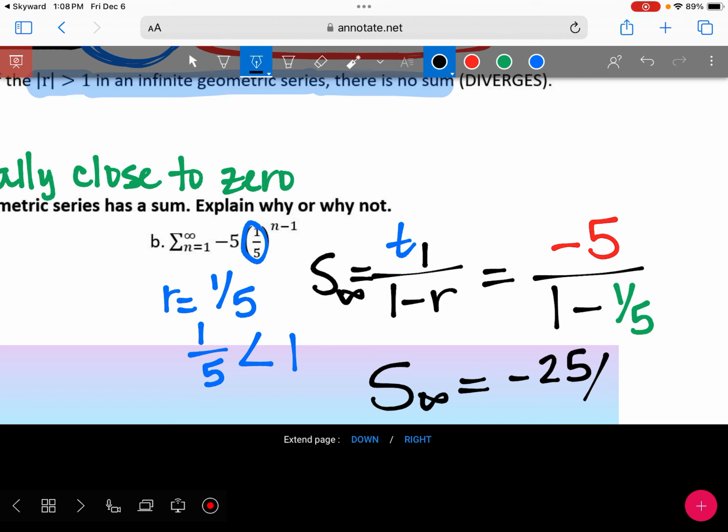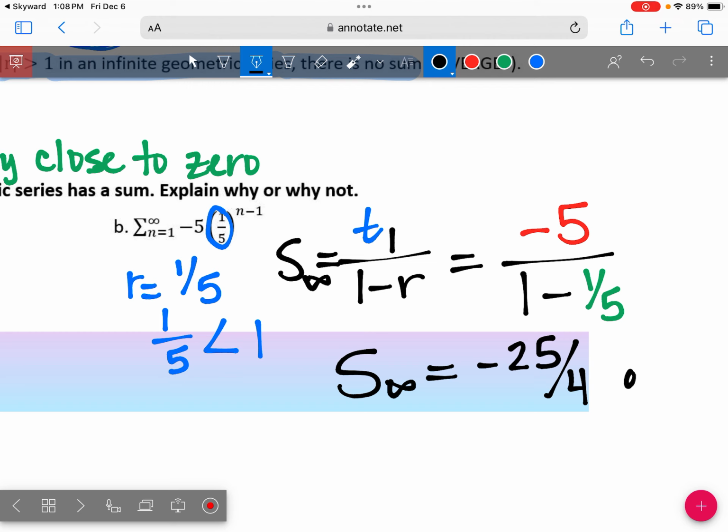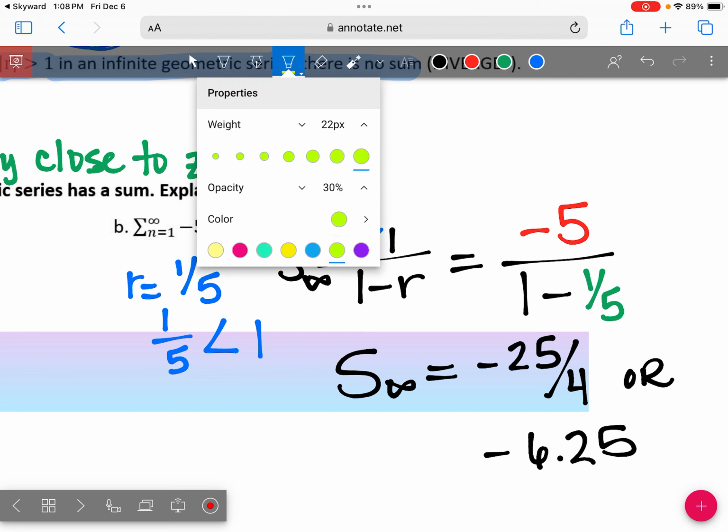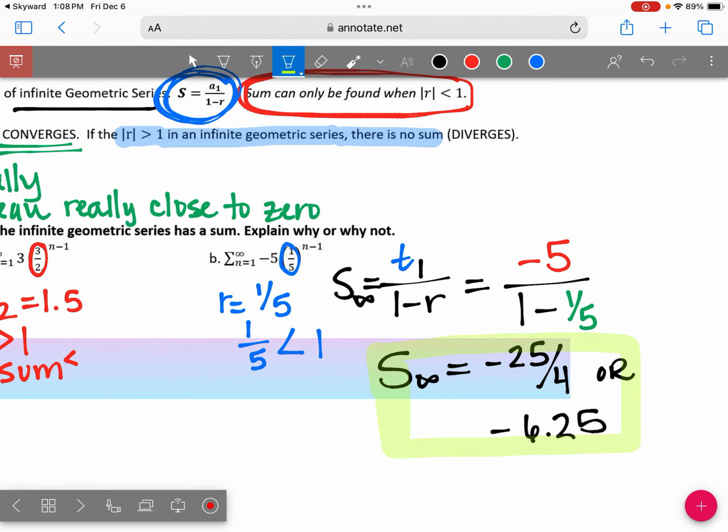So your calculator could either give it to you as a fraction, or it could be given to you as a decimal. And that would be your answer. But again, you only use that formula if R is less than 1. The absolute value of R has to be less than 1.